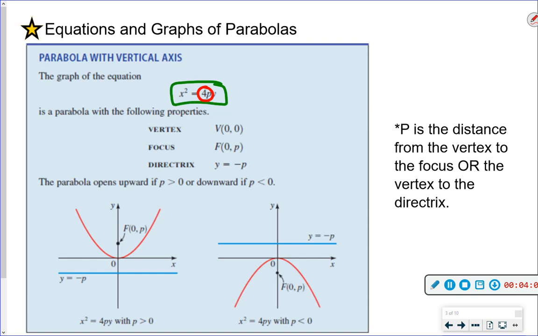So the coefficient, the number in front of y. If that's an 8, that's what our 4p is, 8. That will tell you how many units to count for the focus and how many units to count for the directrix. So I'm really going to be zeroed in on what's that coefficient in front of y. So that's this little note here. P is the distance from the vertex to the focus. And remember, it's the same as the vertex to the directrix. So we're going to be zeroed in on all of that good stuff. Let's just draw one.